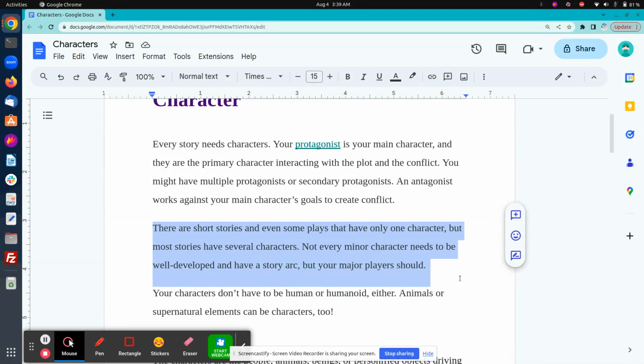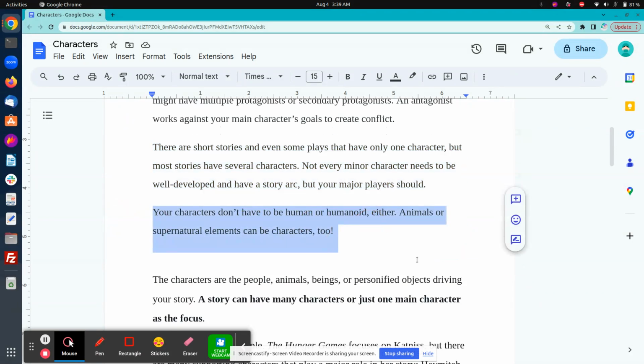So, they're giving you an idea that it is not crucial to have only one character. It is more than okay to have more than one character in the story. Your characters don't have to be a human or humanoid either. Animals or supernatural elements can be characters too. All right, so in fables, for example, there are animals in the jungle, or in the house. So it is not mandatory that they are supposed to be human, they can be anything.